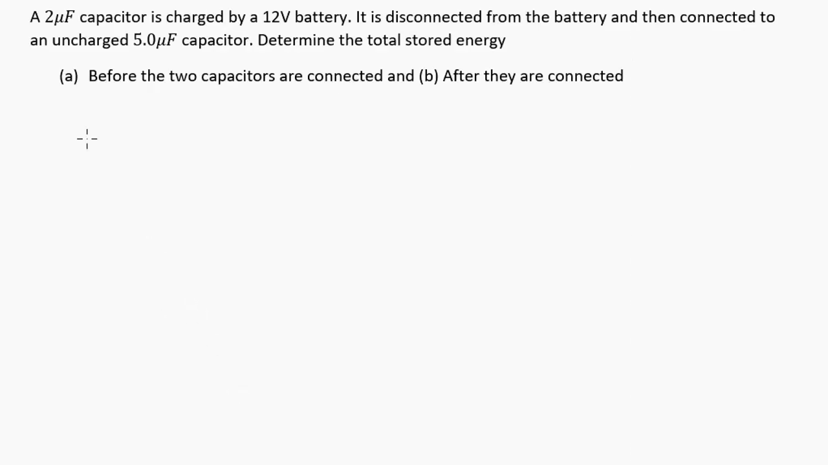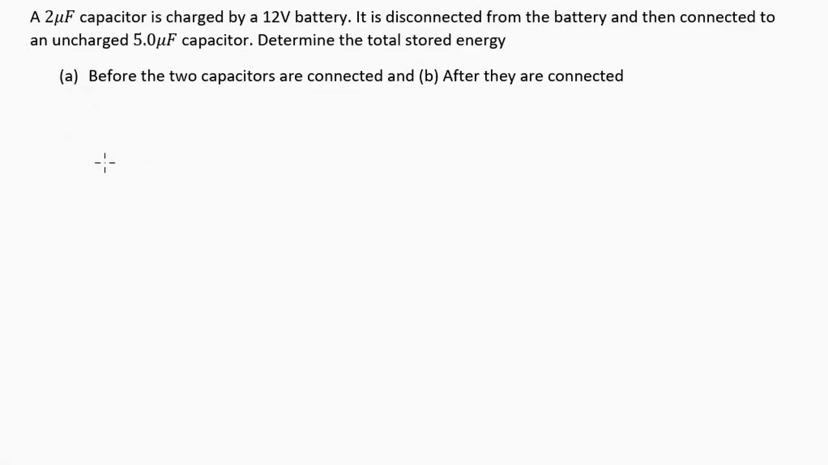So the question here says a 2 microfarad capacitor is charged by a 12-volt battery. It is disconnected from the battery and then connected to an uncharged 5 microfarad capacitor. Now determine the total stored energy. Alright, so we'll go ahead and solve for A. A says the total stored energy before the 2 capacitors are connected.